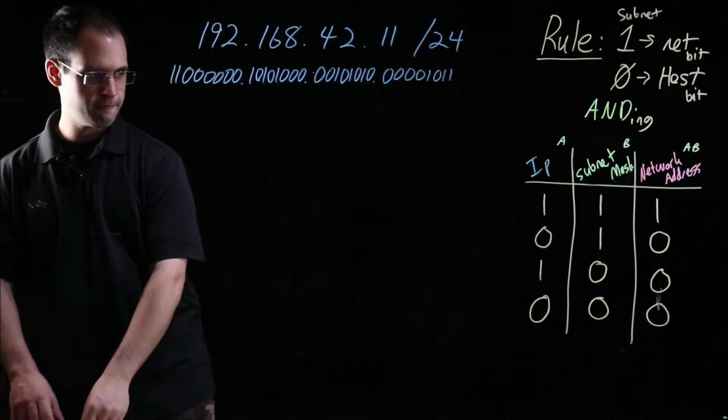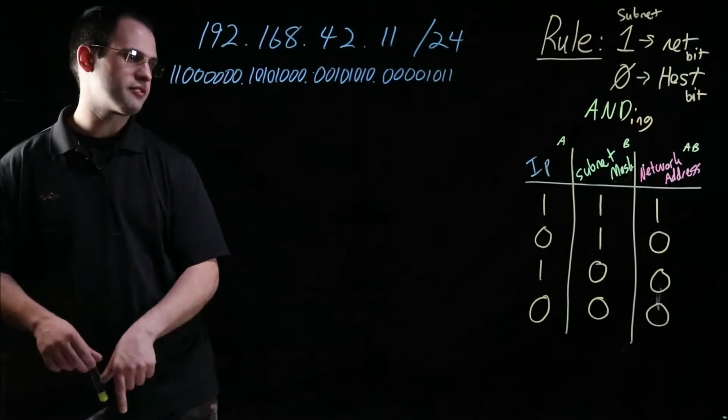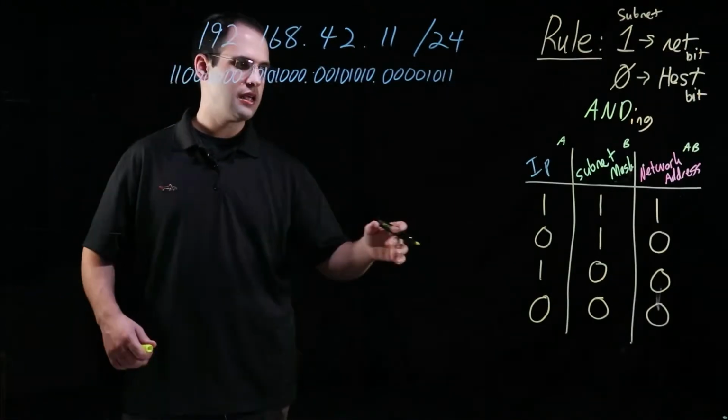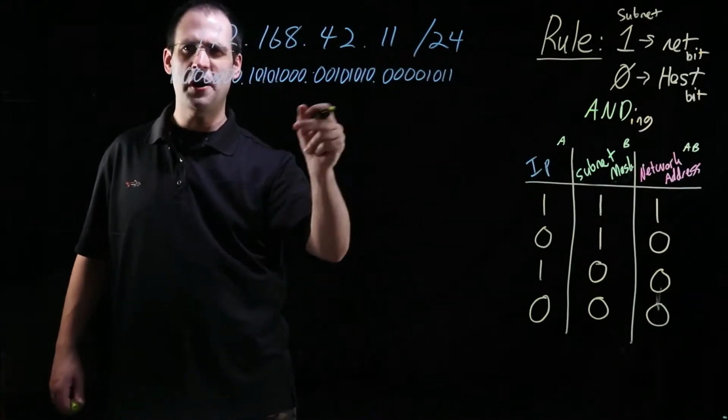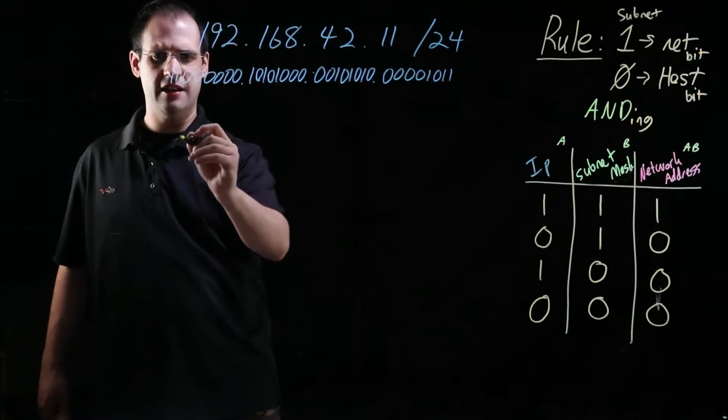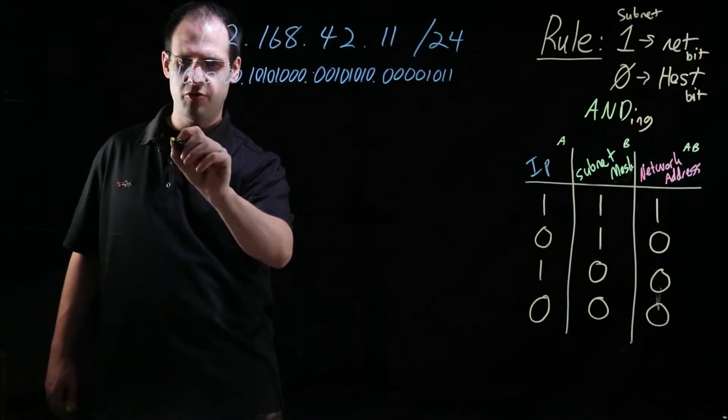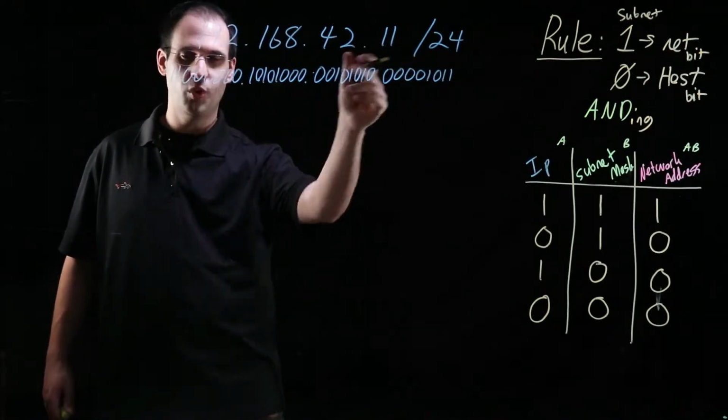So now that we have that value, let's grab our subnet mask here. Our subnet mask is /24. So we can do the binary first and then work our way back. If I line this up, we're going to say we have 24 ones.